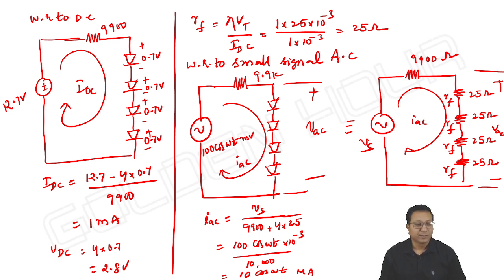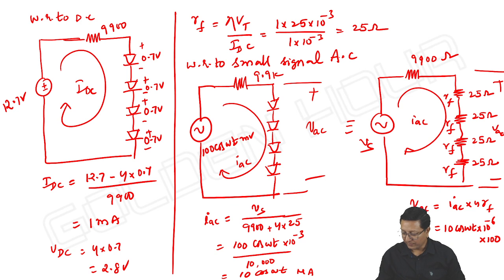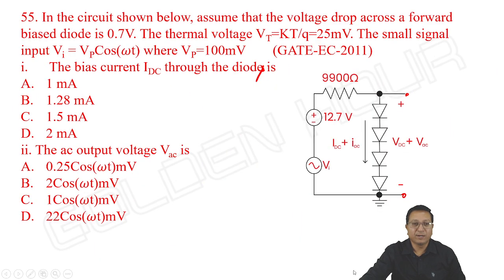Once we get IAC, then VAC is IAC into 4 into RF. 10 cos omega t into 10 power minus 6 multiplied with 100. It is 1 cos omega t millivolt. See the options. Here option A is correct: 1 cos omega t millivolt.